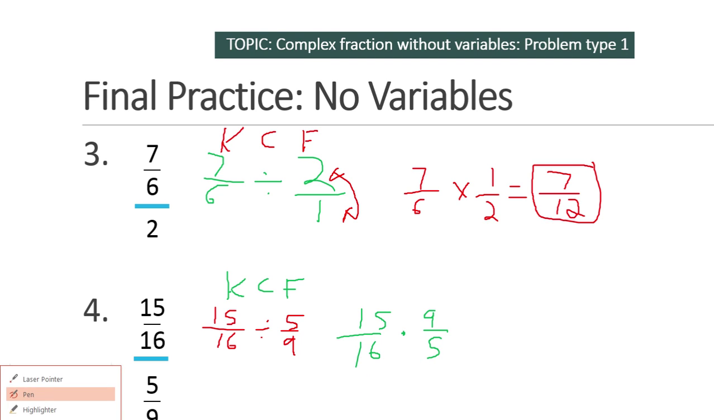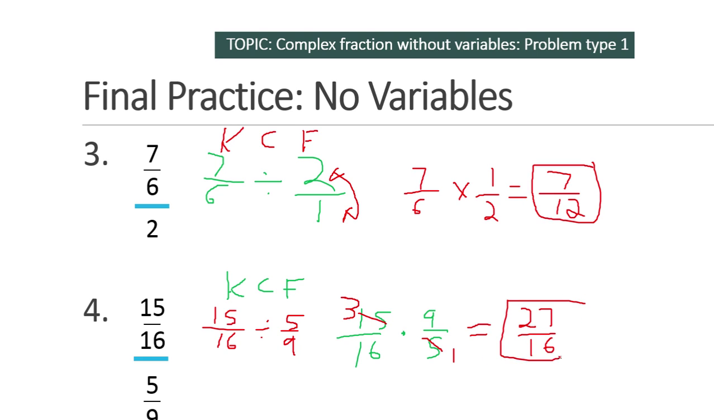So I'm going to show you on this one how to cross-reduce so you don't have to reduce at the end. Well, 5 goes into 15. 5 goes into 5 once, and 15 3 times. 9 and 16, well, 16 is 4 and 4, and so that's it. So then we multiply straight across. 3 times 9, 27. 16 times 1, 16. So there's our answer. 27 over 16.